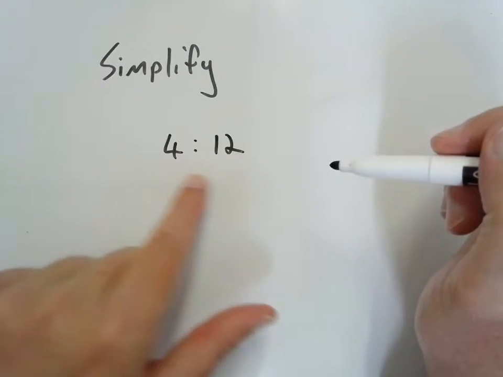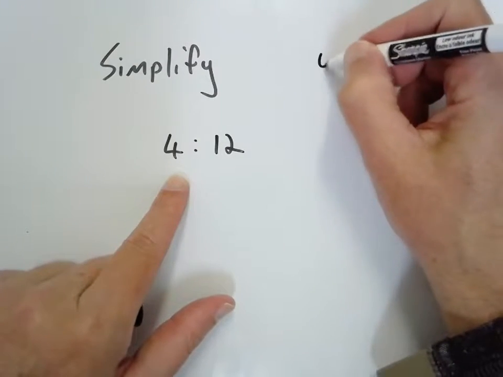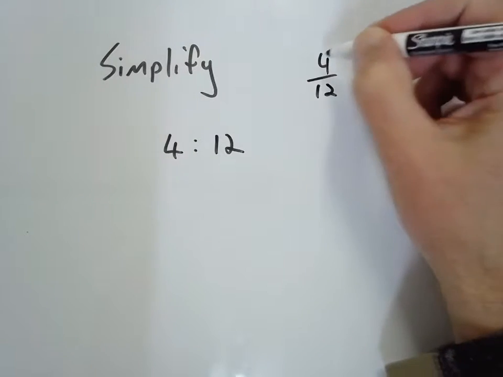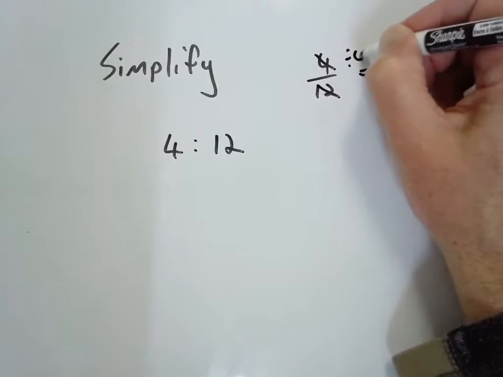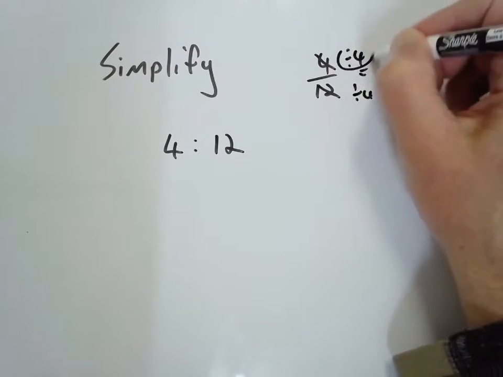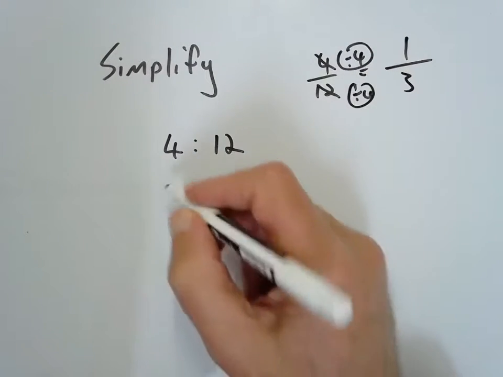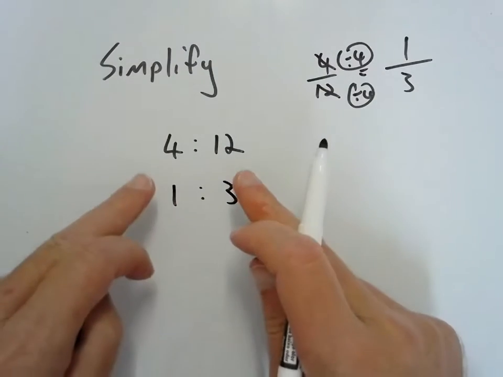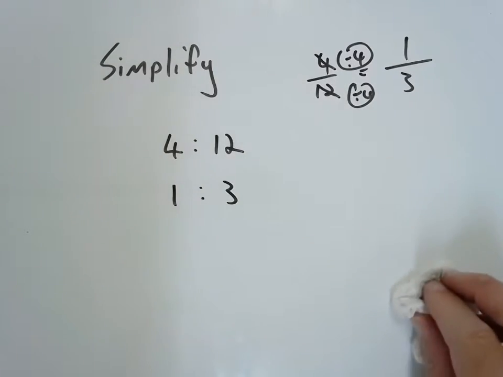Simplifying 4 is to 12. The way I'm thinking about that is as a fraction, 4 on 12, and we would simplify that by dividing everything by 4. 4 divided by 4 is 1, and 12 divided by 4 is 3. So simplified, it's 1 is to 3. So a ratio is just a fraction on its side. Okay, nice and easy. Let's do another one.